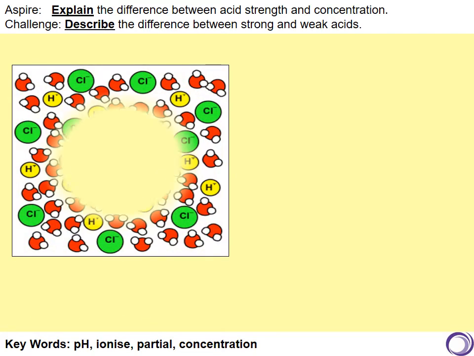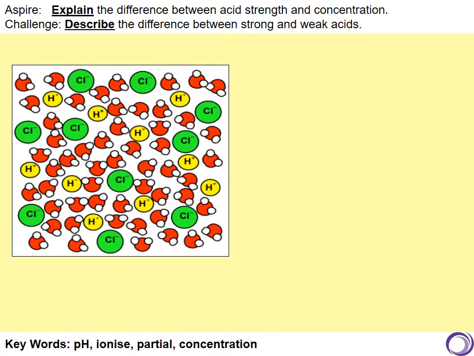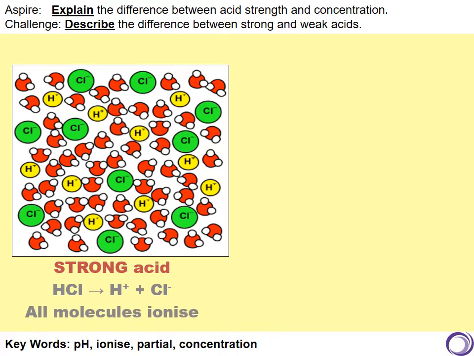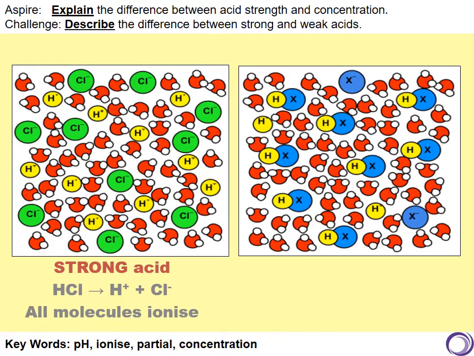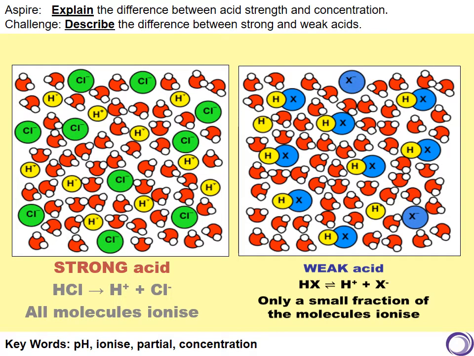On this slide then, first of all we have a strong acid, and you can see in this case that all the acid particles have dissociated into their ions, generating lots of H plus ions. So this is a strong acid forming lots of H plus ions where all the molecules are ionized. If we compare that then to a weak acid on the right, you can see that in this diagram some of the particles have dissociated to form ions, but some of them have stayed together as their molecule. And this is an example of a weak acid where only a small fraction of the molecules ionize.